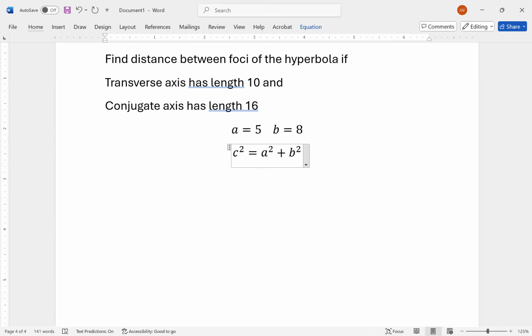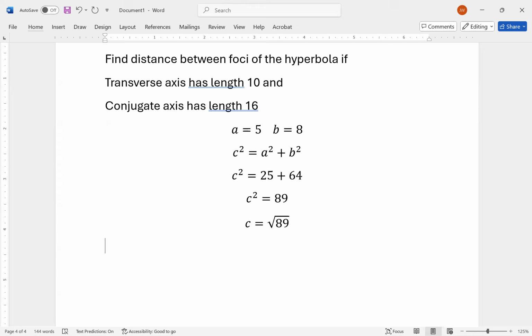In a hyperbola, C is calculated by letting C squared equal A squared plus B squared. In this case, we know A squared is going to be 25. We know B squared is going to be 64. So I'd take 25 plus 64, and that would give me 89. Now, 89 obviously is not a perfect square. So C is the square root of 89.